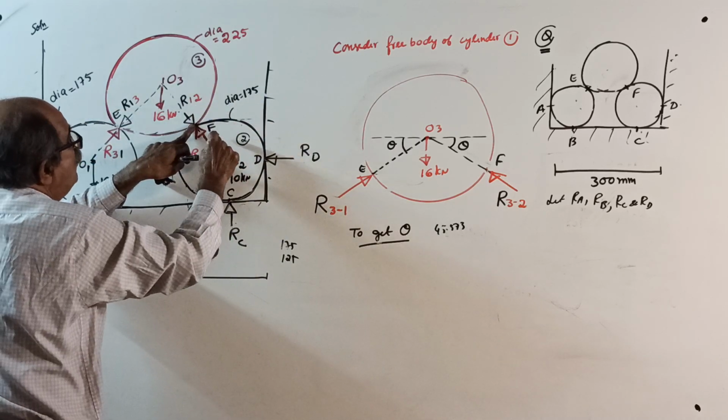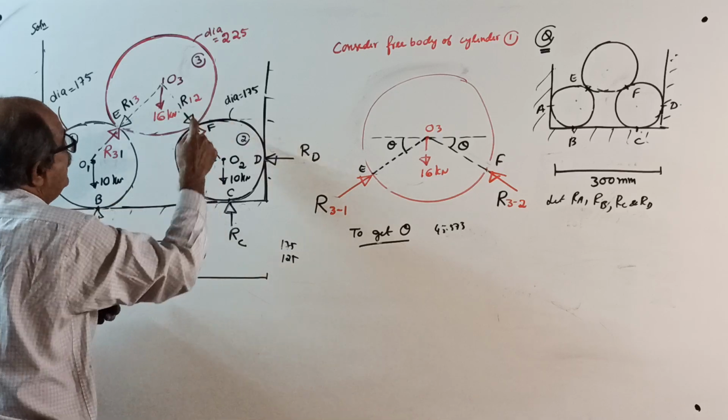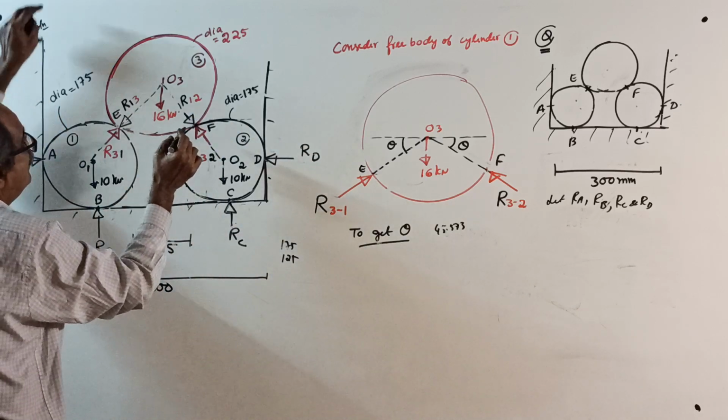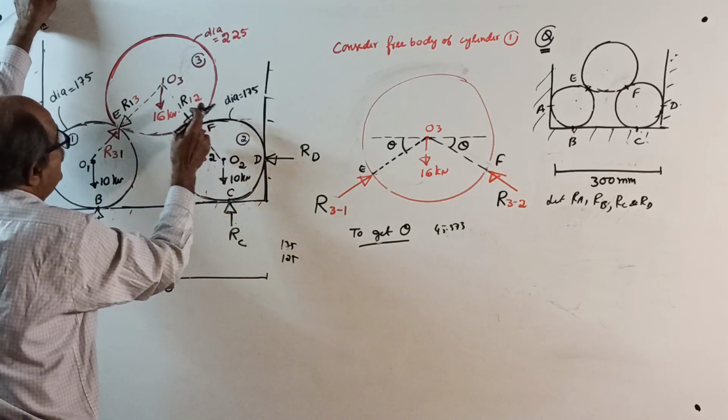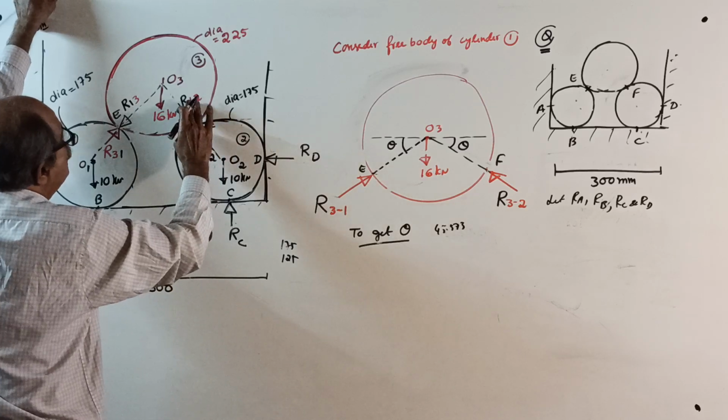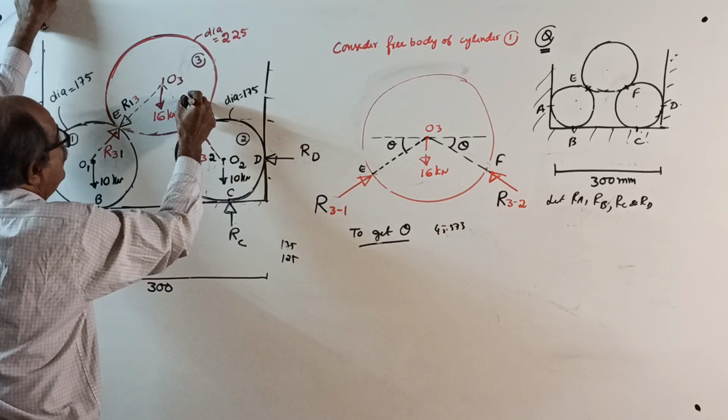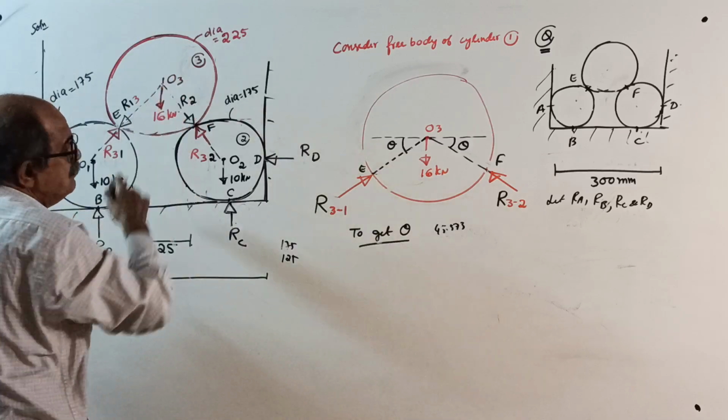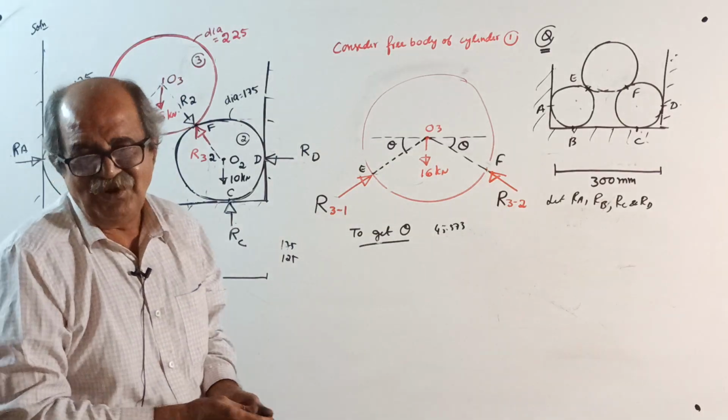This is R for cylinder 1, 3. This is actually 2, 3. R for 2 from 3.